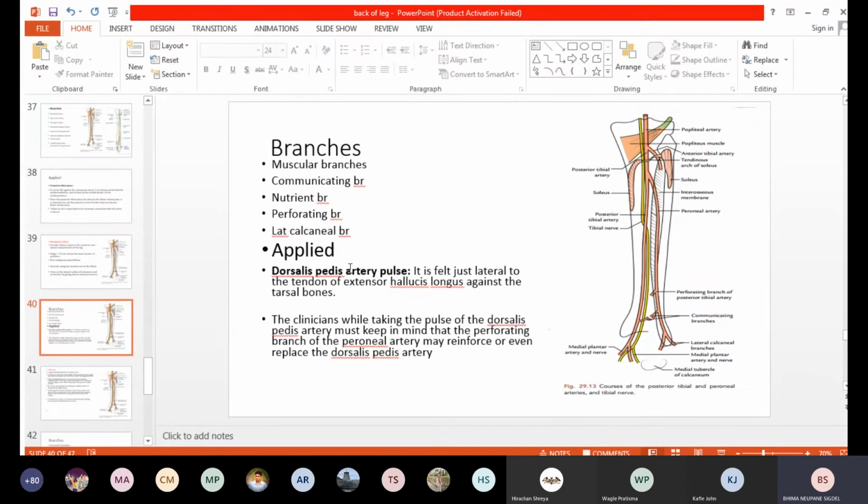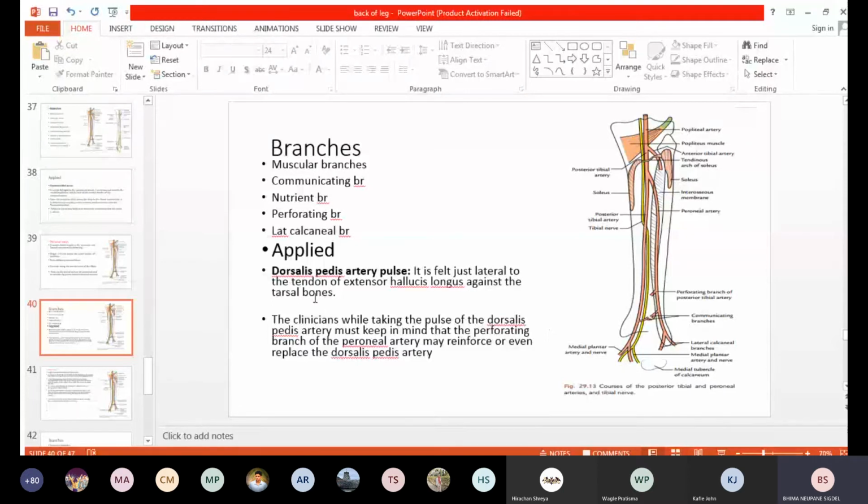So we have already known about the dorsalis pedis artery, which you can feel on the anterior side. That is the pulsation of the dorsalis pedis artery. This is normally felt just lateral to the tendon of the extensor hallucis longus. You know this formula also, structures passing beneath the extensor retinaculum: Tom, Dick, and Harry, where the first is the tibialis anterior, and then the extensor hallucis longus. So it is lateral to the tendon of the extensor hallucis longus, against the tarsal bone.